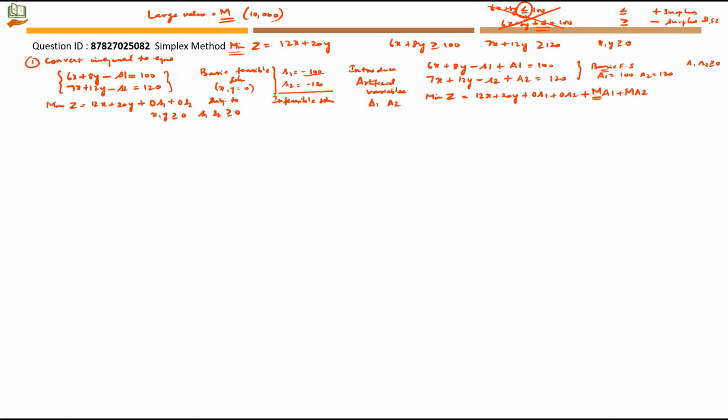So whenever we include any kind of variables in the constraint equations, we should always include them in the objective function too, the minimization function too. So for surplus variables, we introduce the coefficient called 0. But for artificial variables, we have to use m.